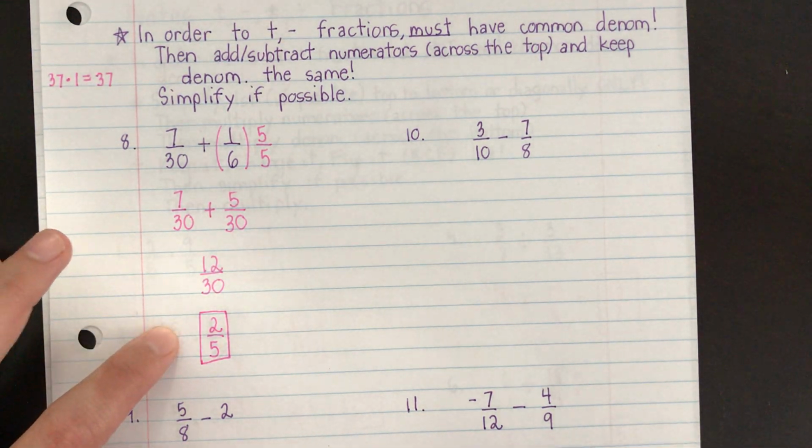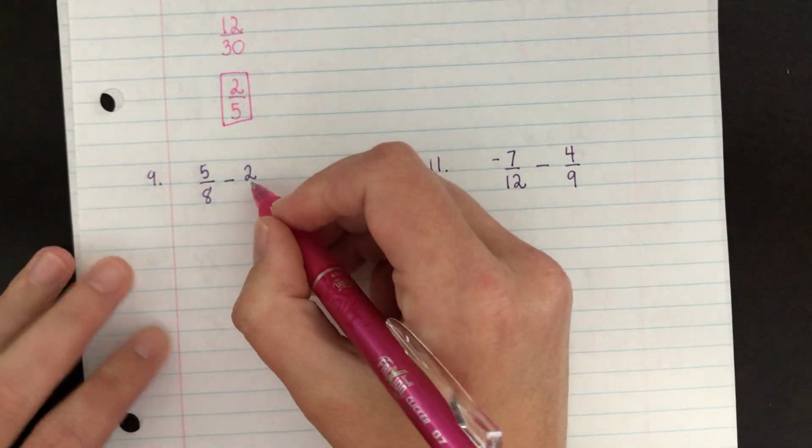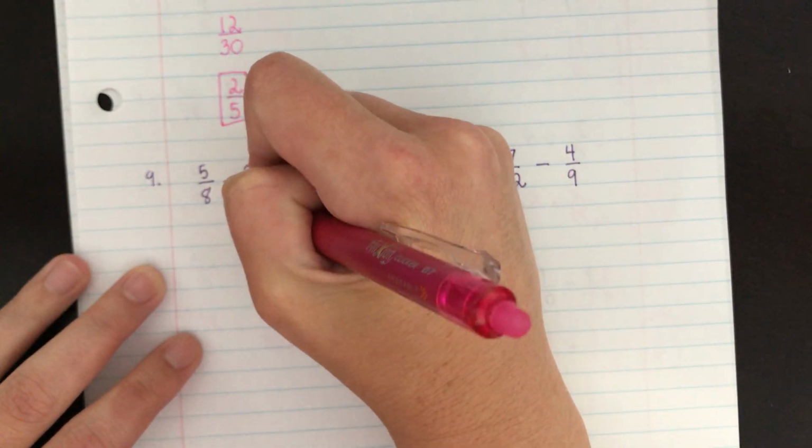Okay, so that was number 8. Let's move on to number 9. So in number 9 we have an integer again. Okay, this 2 can be written as 2 over 1.